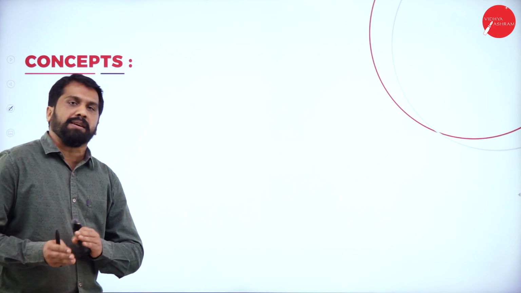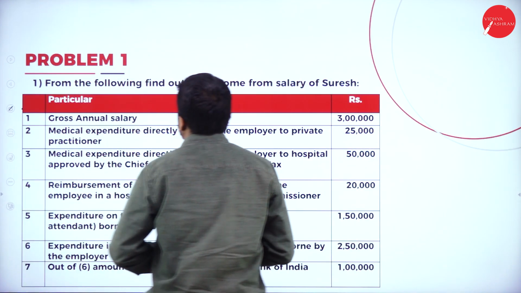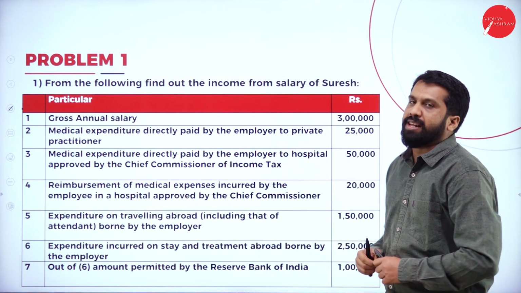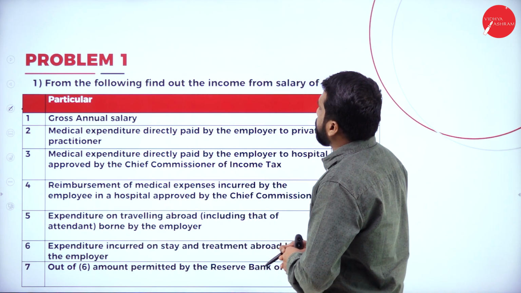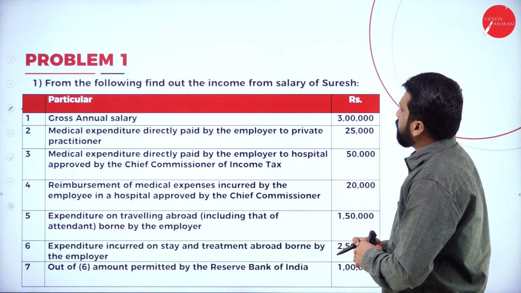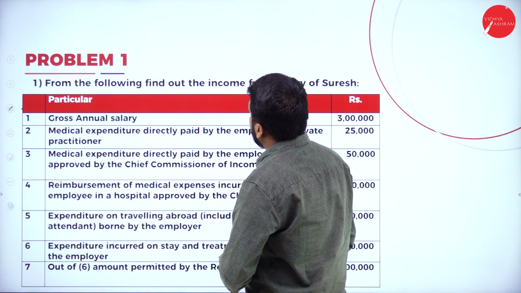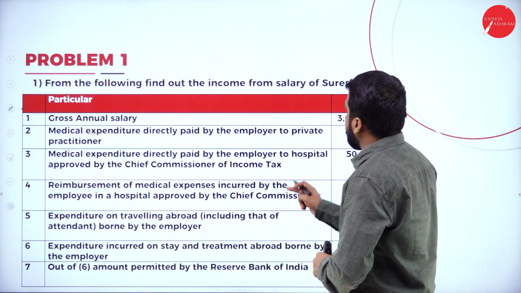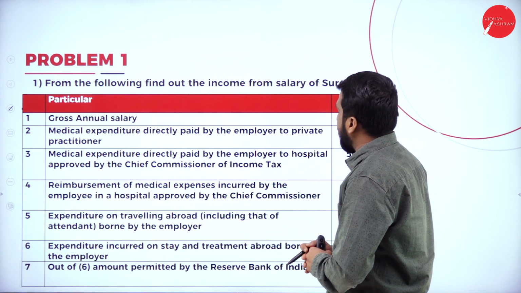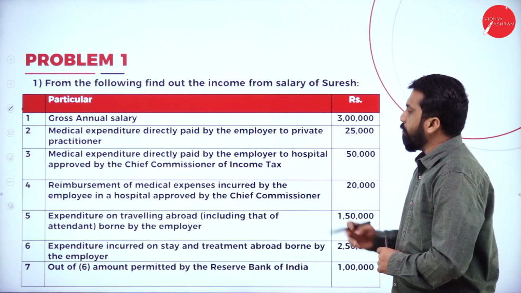Before we go to the problem, I'll explain the concept. But before that, I'll show you how the problem will be. The problem will be like this. From the following, find out the income from salary of Suresh. They have given gross annual salary, medical expenditure directly paid by employer to the private practitioner, then medical expenditure directly paid by employer to the hospital approved by the Chief Commissioner of Income Tax. Next, reimbursement of medical expenses incurred by the employee in a hospital approved by the Chief Commissioner of Income Tax. Expenditure on traveling abroad including that of attendant.